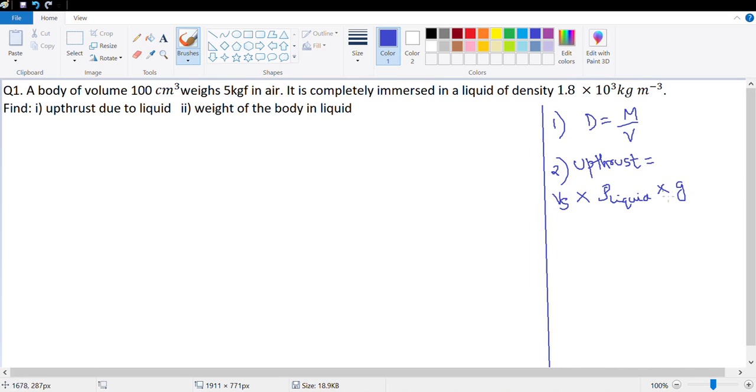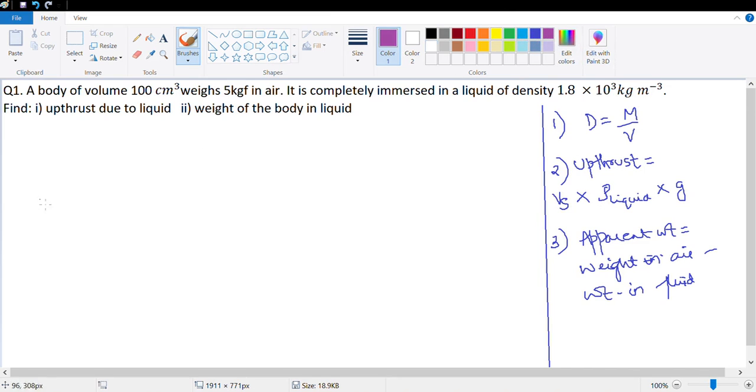And number three, which is apparent weight, would be equal to the weight in air minus weight in fluid, whichever fluid we're talking about. So most of the questions here would be based on a liquid, so that's why I was using fluid and liquid interchangeably, but upthrust is basically on any fluid. So let's look at a question.